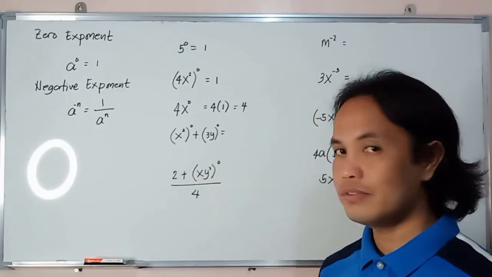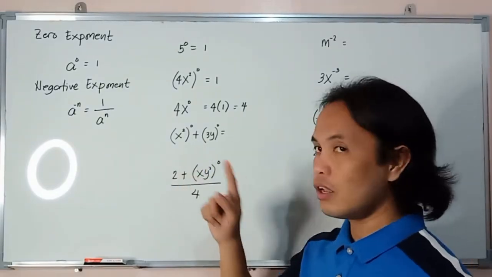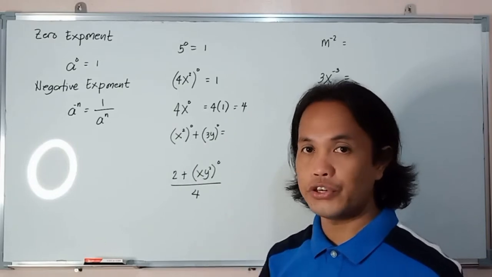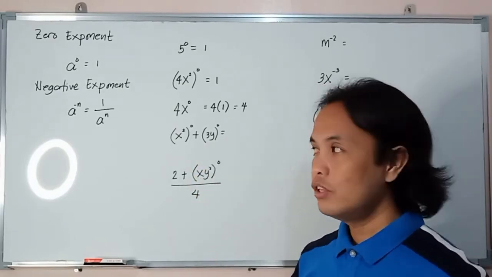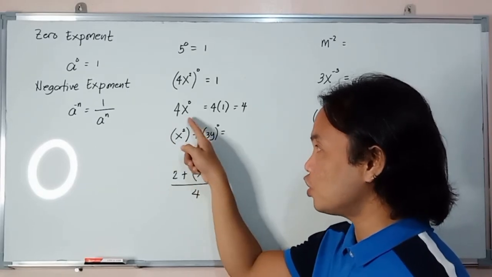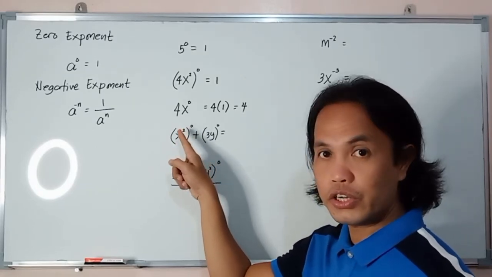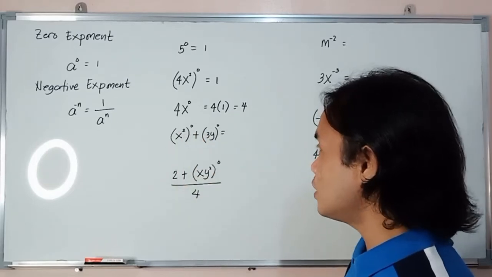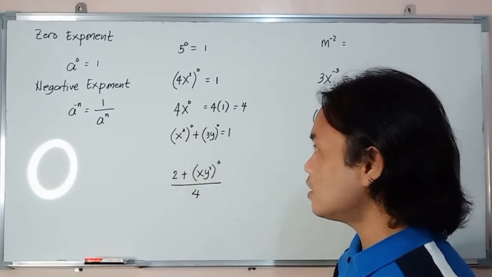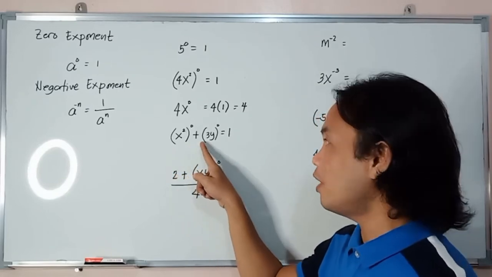Another example. So we have the quantity x squared raised to 0 plus the quantity 3y raised to 0. In this case, we have this first expression, the quantity x squared raised to 0. So this part here is equal to 1. So we just write 1. This is for the first expression. Then we have the plus here.